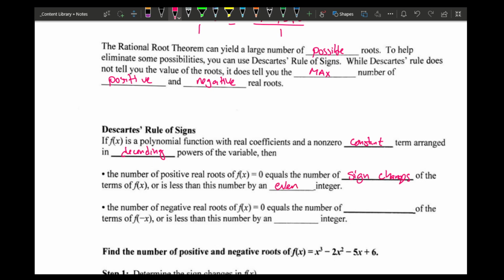So let's say that our equation has 2 sign changes, right? An even integer would be 2. So it could be 2 roots, or it could be 0 roots. 2 minus 2, 0. It can't go into the negatives because it doesn't make sense to have negative answers. You've made a black hole at that point. If you want to know the number of negative roots, we're going to do the same thing, the number of sign changes. It's counting. Except we're going to evaluate for f of negative x. And it works the same way with the even integer. So if you had maybe 4 negatives, it could be 4, it could be 2, it could be 0.